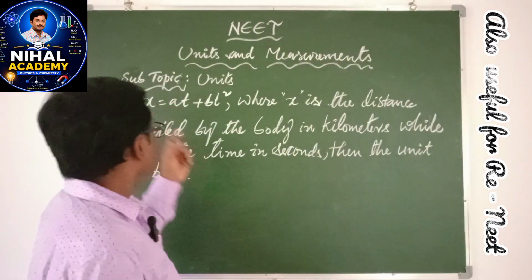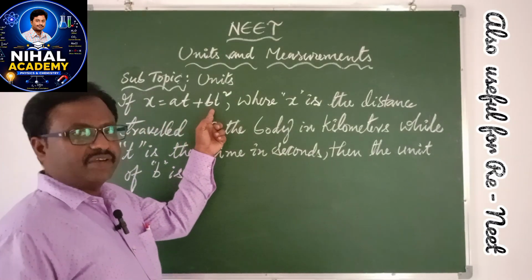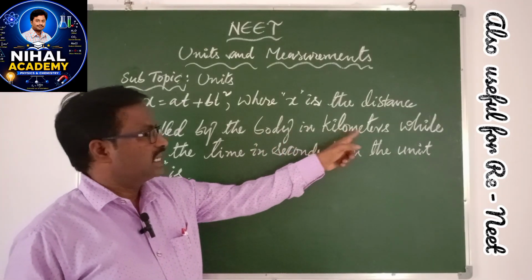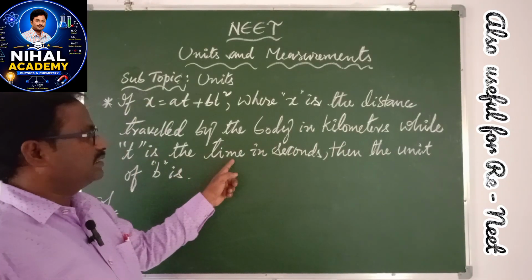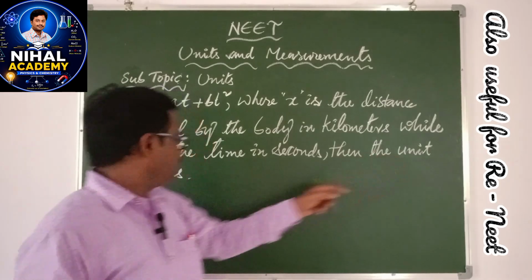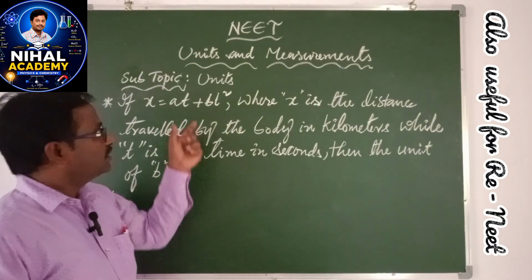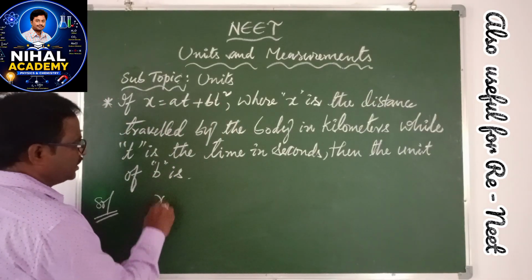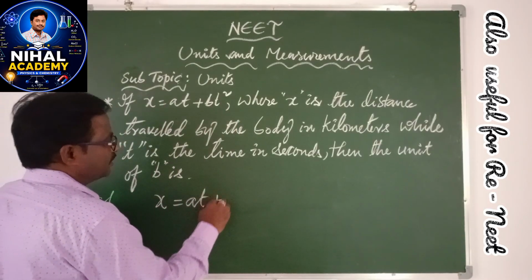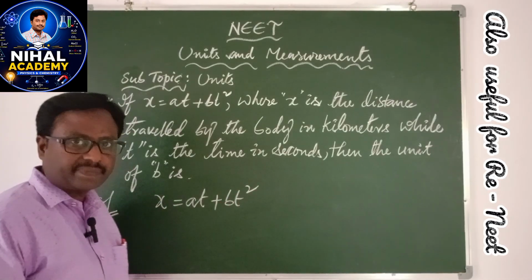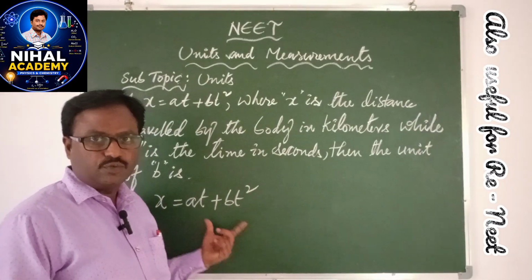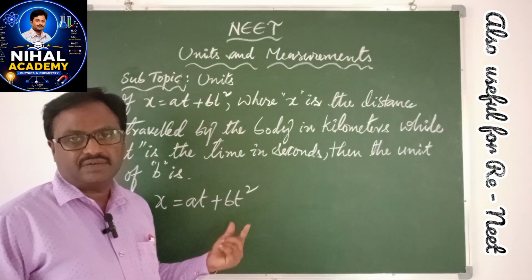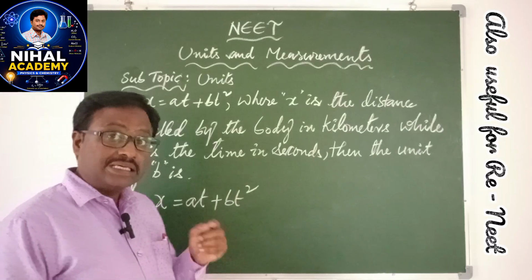Now the next question: if x is equal to at plus bt square, where x is the distance traveled by the body in kilometers, while t is the time in seconds, then the unit of B is? Here he asked to calculate the unit of B. So the equation is x is equal to AT plus BT square. As per the principle of homogeneity, we know that the dimensions of x, AT and BT square are equal. That means all of them are in the same units.